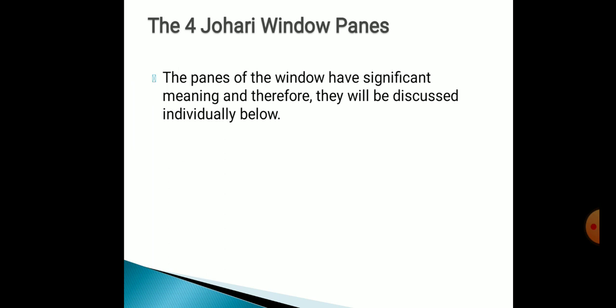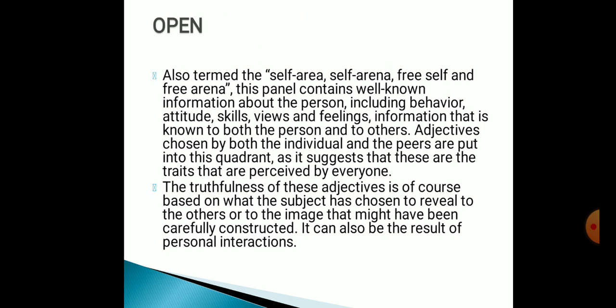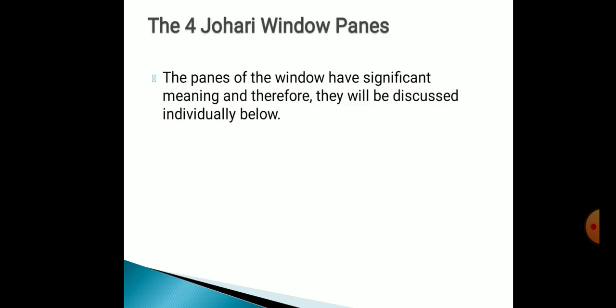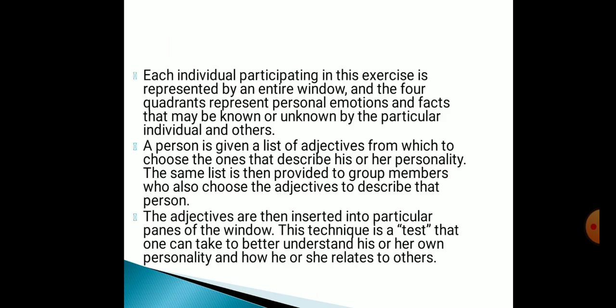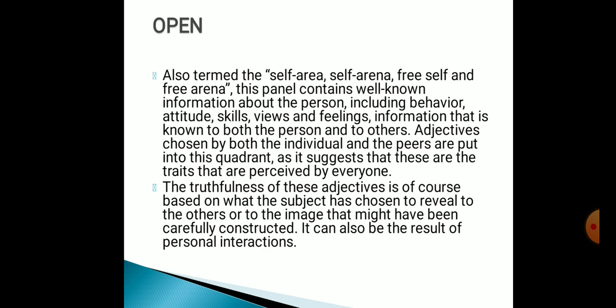The four panes of the Johari window. The panes of the window have significant meaning and therefore they will be discussed individually below. Open. This is the open quadrant. Open, also termed the self area, self arena, free self and free arena.